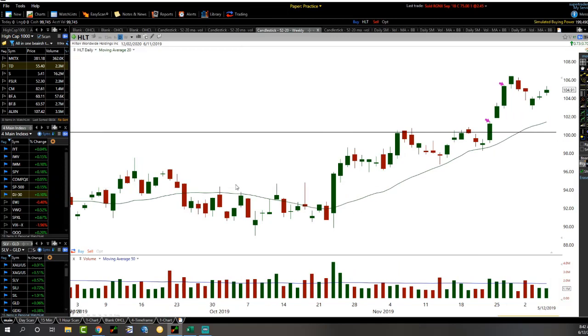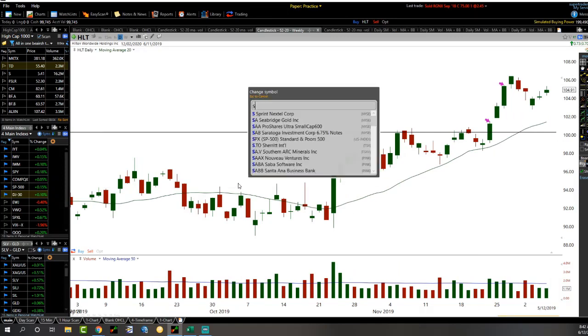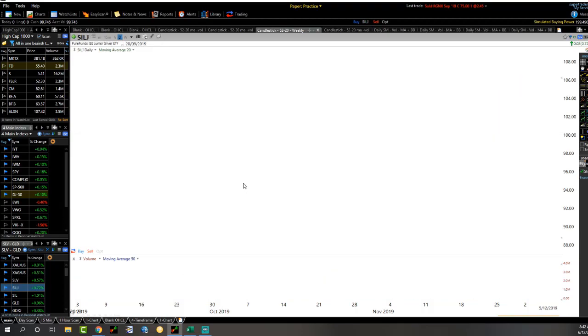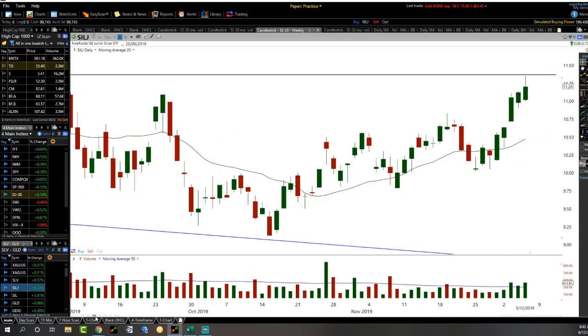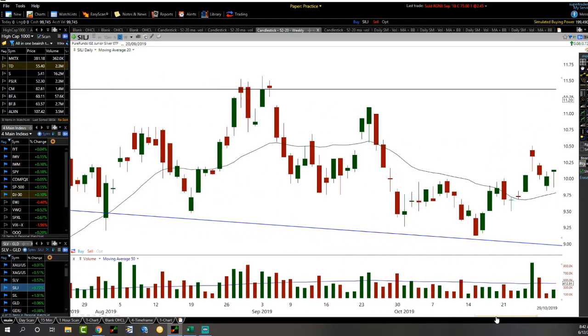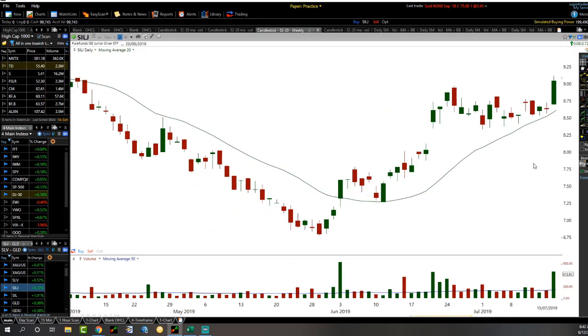Let me walk you through another trade that I did. SILJ. So let me just walk you through this here. Let me go back to a couple of months ago. Look at this here. What do we have here? We can see how we have a bar that stands up right now, and the bar is starting to break away.